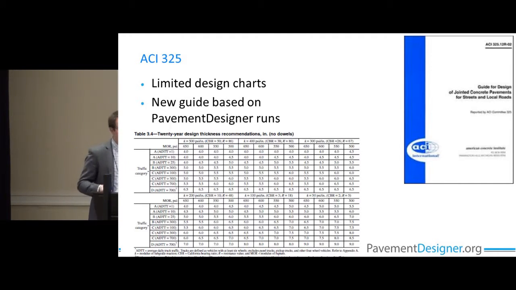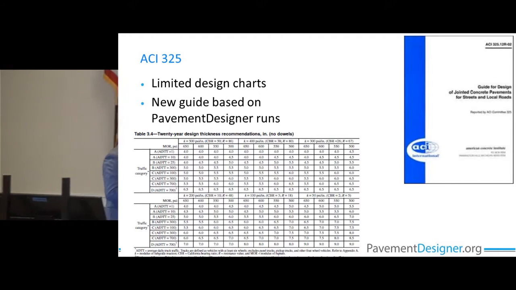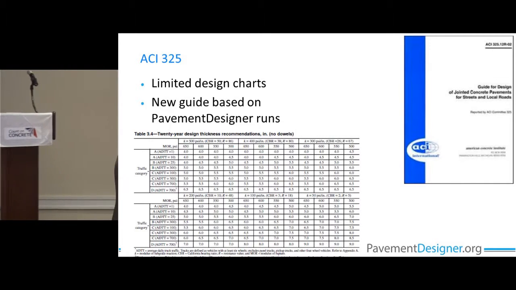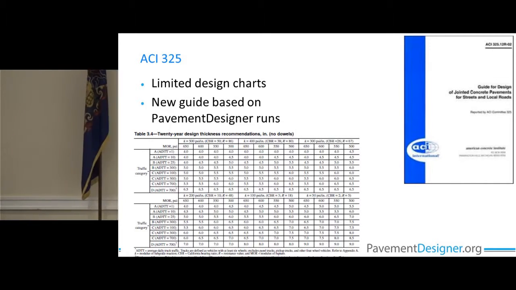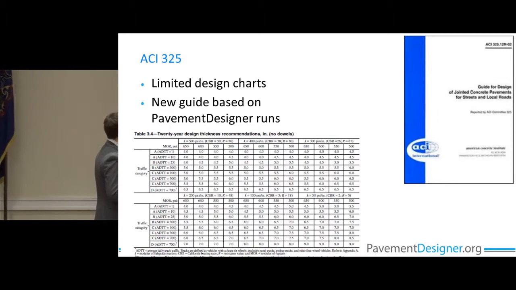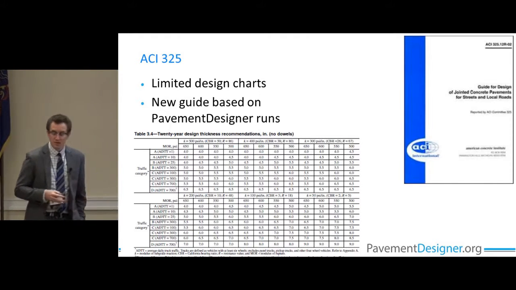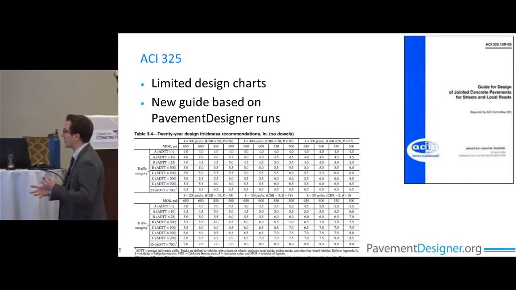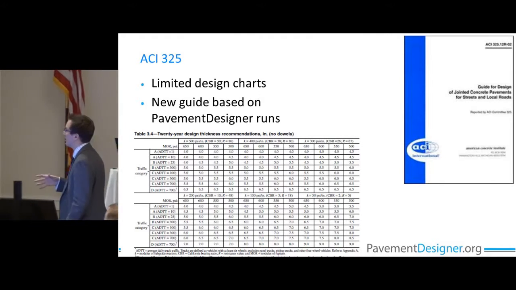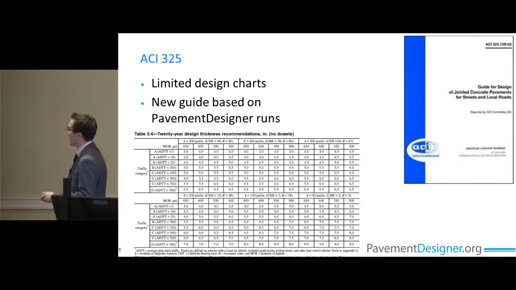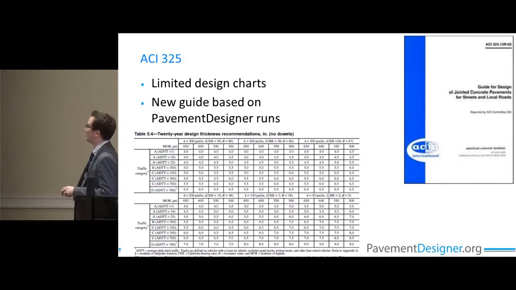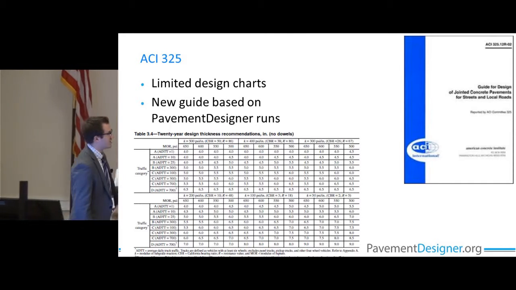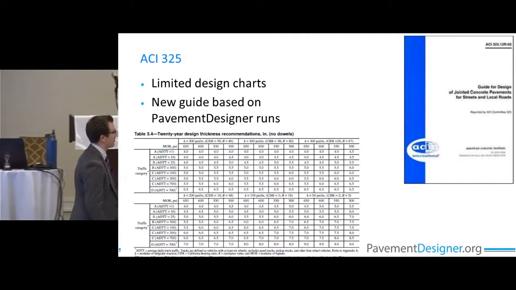So the last way that we can design streets and local roads outside of Pavement Designer is with ACI. ACI, again, has a guide for streets and local roads. It's very similar to the one for parking lots in that you're designing based off of tables. And so that, again, gives you limited value as to what you can control and do with it. Additionally, this guide is actually based on Pavement Designer runs, and I believe it's being released later this year. The one before it was actually based on the predecessor for Pavement Designer as well.